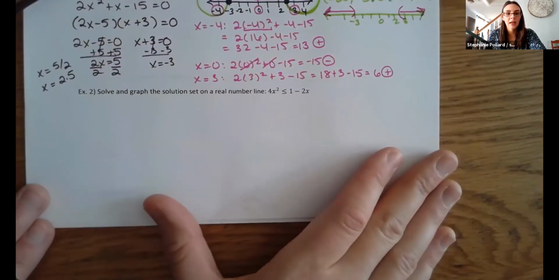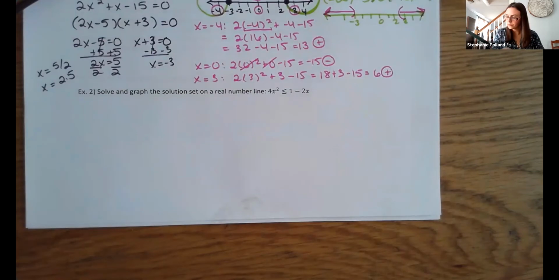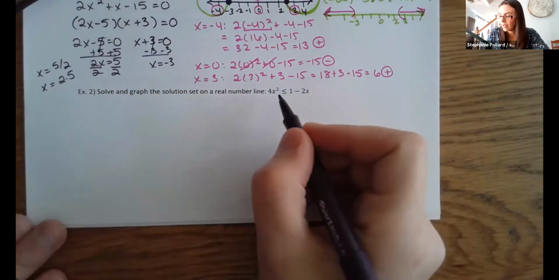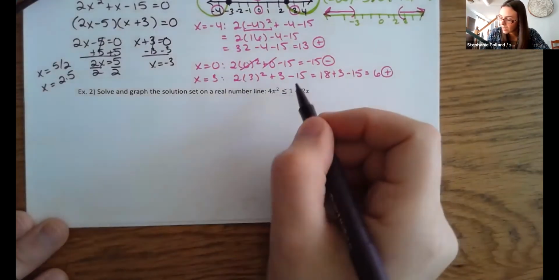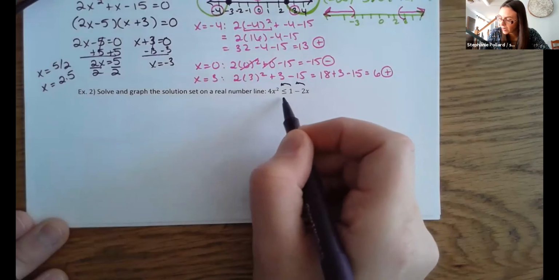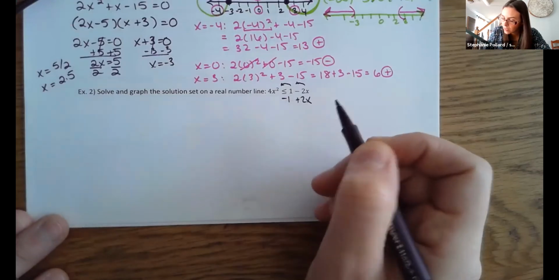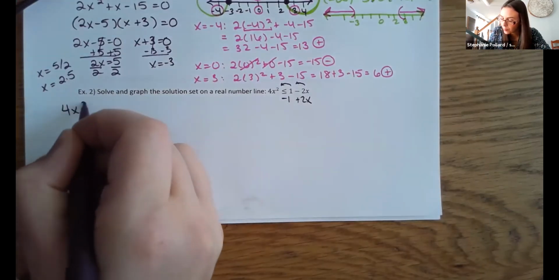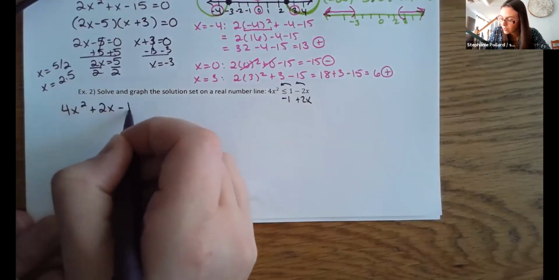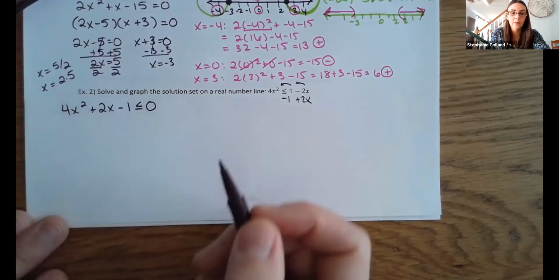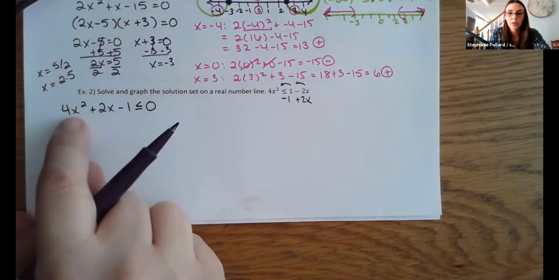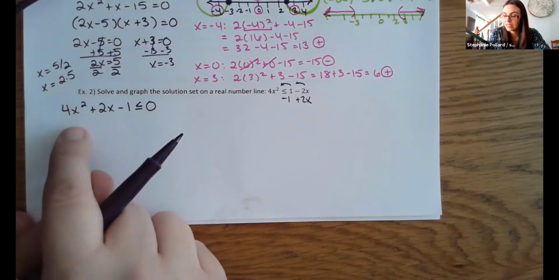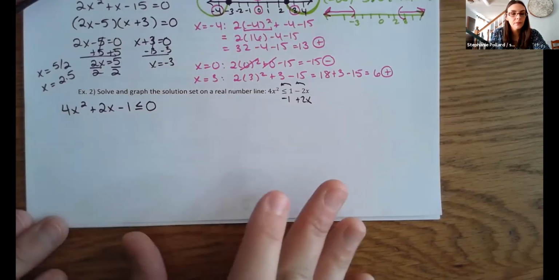All right, let's do another example here. So here we have another polynomial. And again, I want to get everything to one side. So I'm going to subtract the 1. I'm going to add the 2x. So I have 4x squared plus 2x minus 1 is less than or equal to 0. And I'm just writing everything in order. So with polynomials, we do like to have things with descending powers.